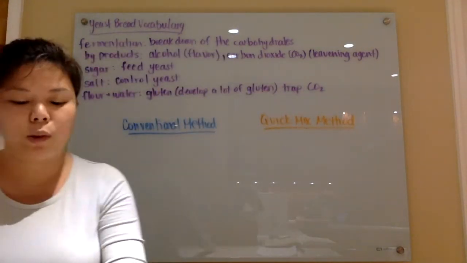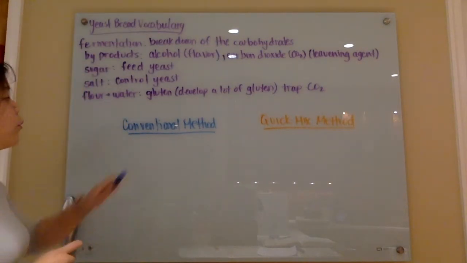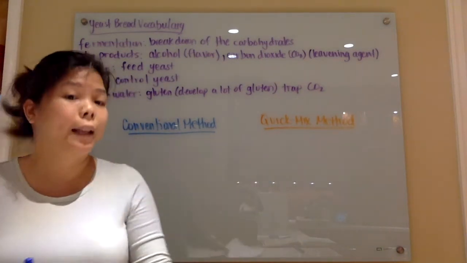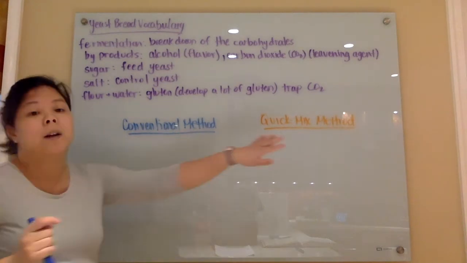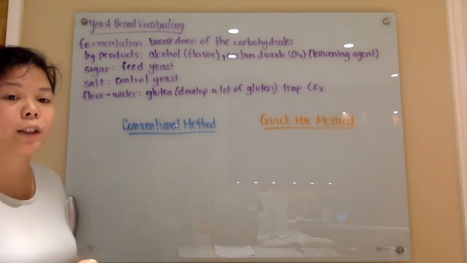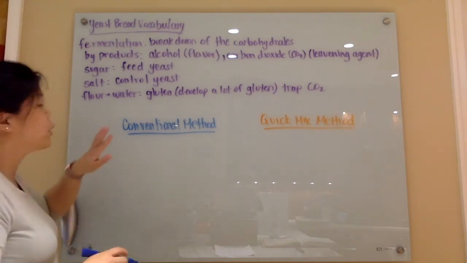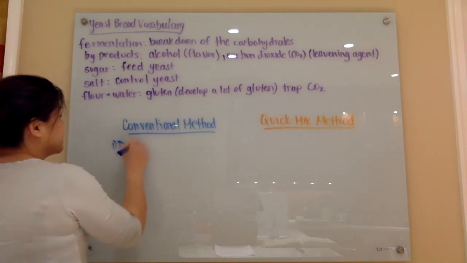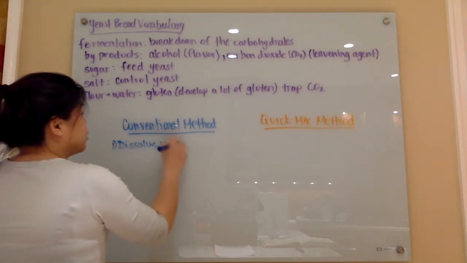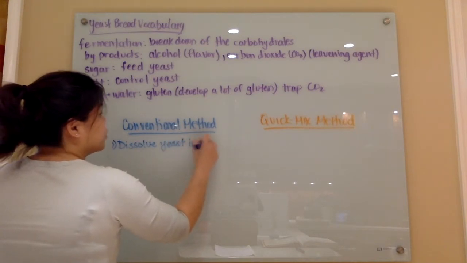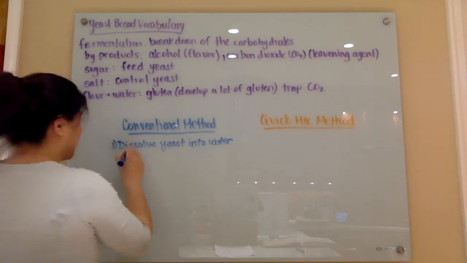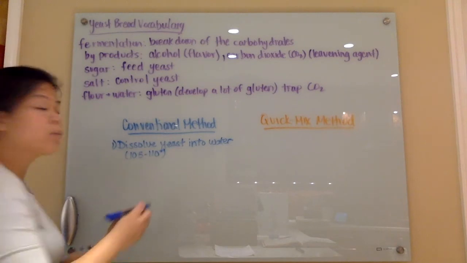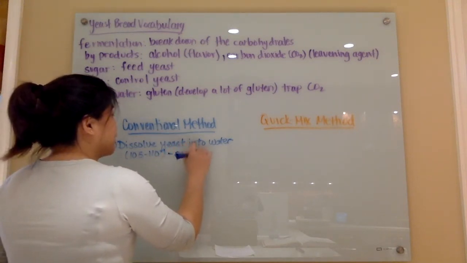We're going to talk about two types of mixing methods. We have what we call the conventional method, and then we have the quick mix method. You can make any yeast breads using either method, but there are some advantages to one versus the other. So in my conventional method, we are going to first dissolve the yeast into water. Typically this water should be at a temperature of about 105 to 110 degrees. And this is what we call proofing. You are proofing the yeast.